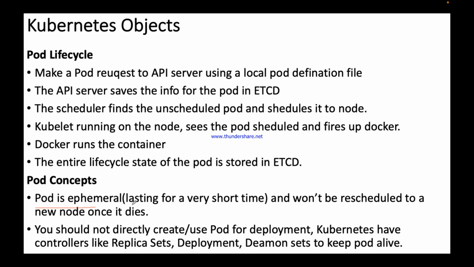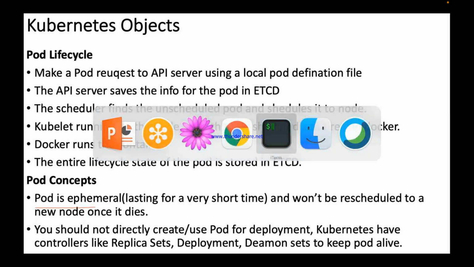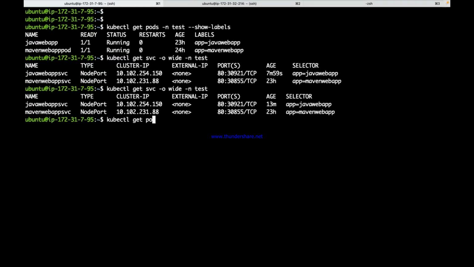So if I am directly creating a pod and the pod goes down for some reason, am I going to get another pod automatically? No. And also, if I am directly using pods, will I be able to scale them? I have only one replica, one pod. Will I be able to scale to 2 pods, 3 pods if I am directly using pods? No.